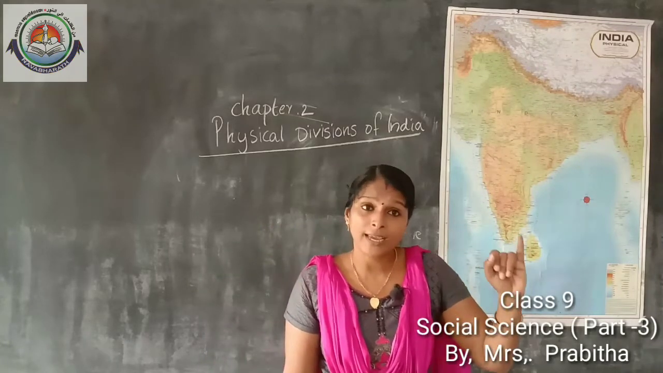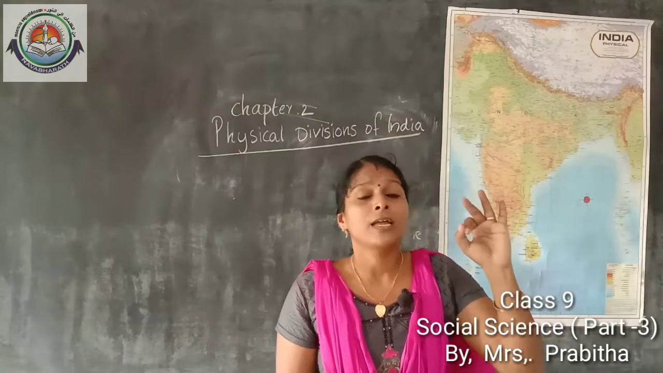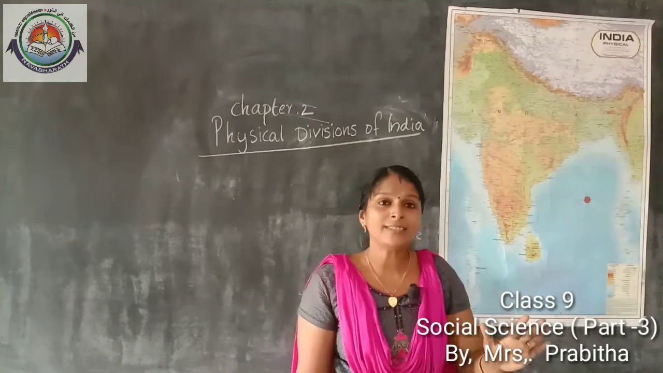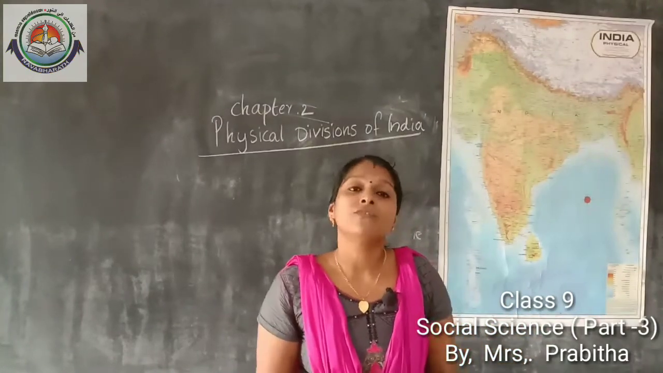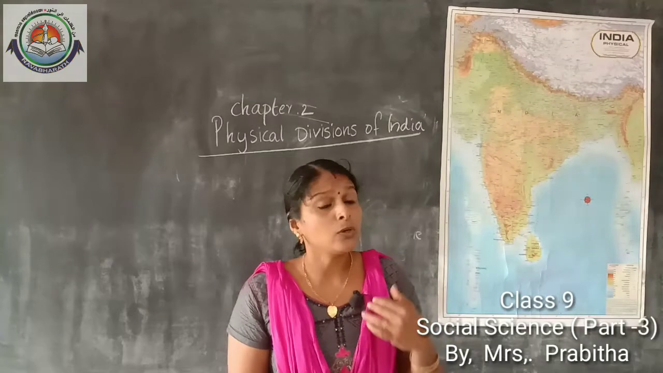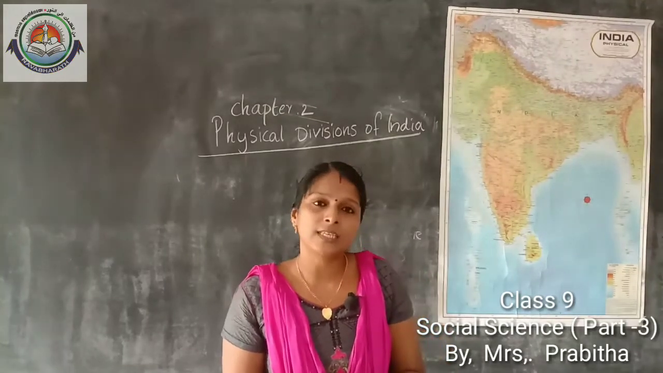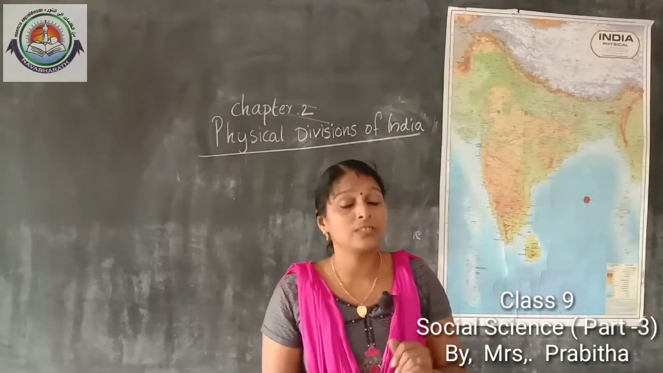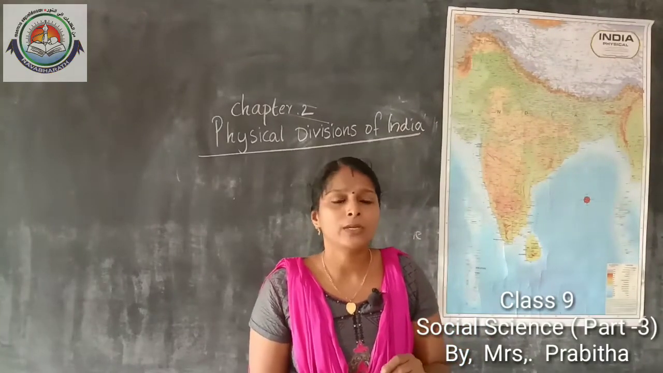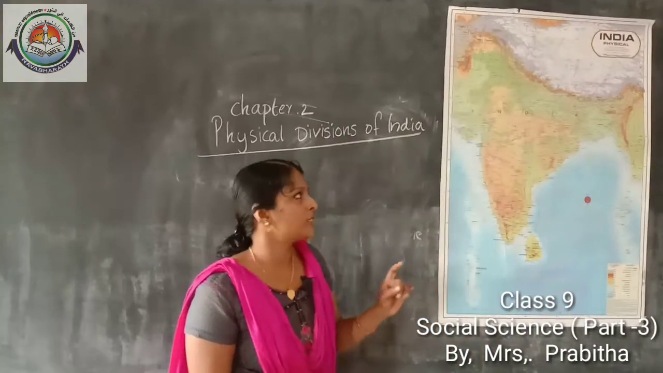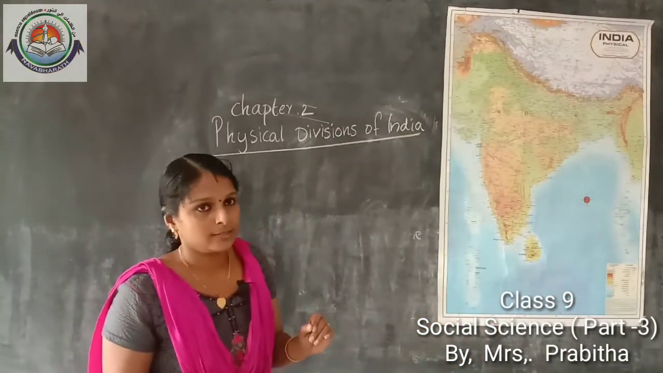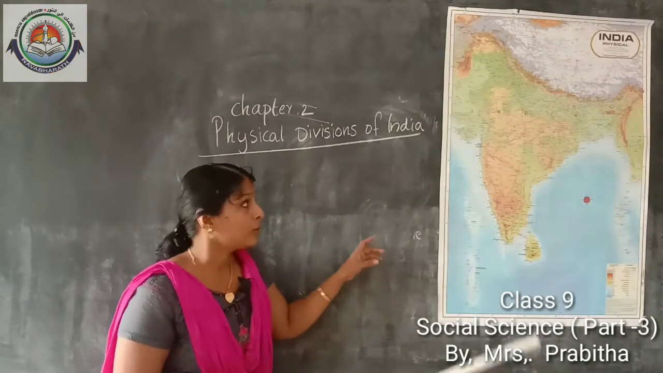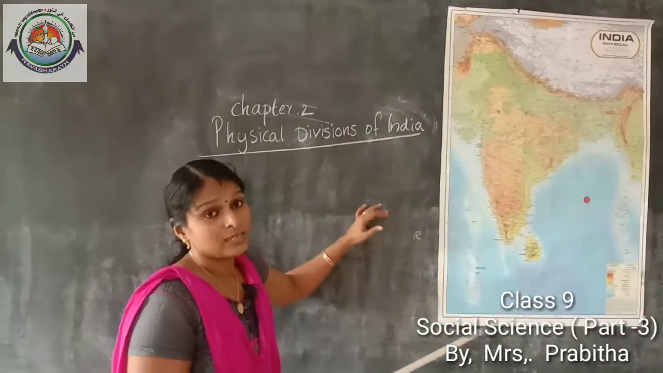Yes, mountains, plains, desert, plateau, coastal plains, islands. These are the physical features of India. So to study in detail about these physical features, we should know where they are located on a map, so we can find out the location of each. Okay, this is the physical map of India. Now we are going to discuss where these physical features are located.